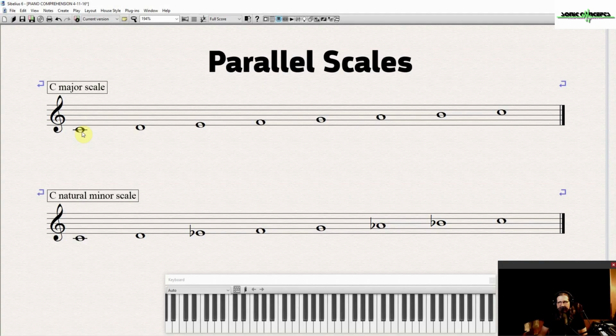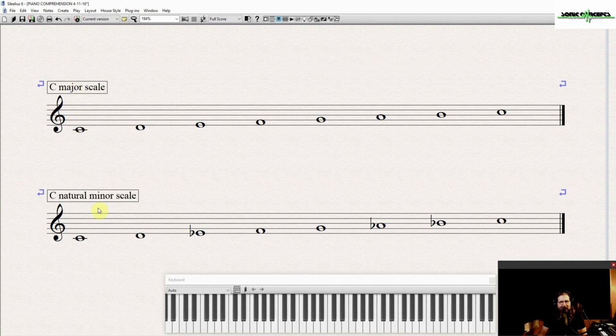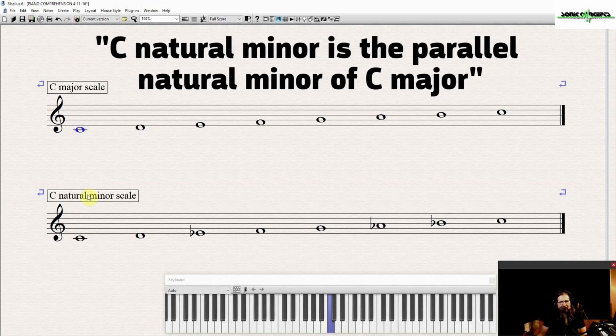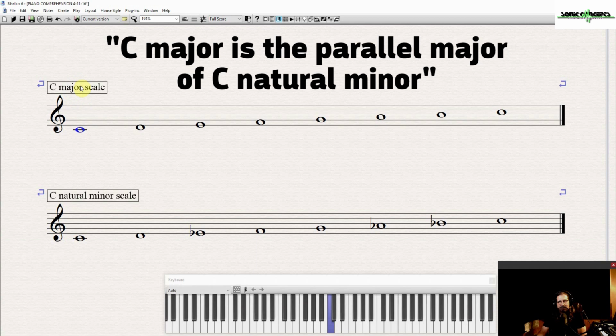Parallel scales are scales that start on the same root. For example, the C major and C natural minor scales are parallel scales. They both start on the same root, namely C. And so you could say that C natural minor is the parallel natural minor of C major, or C major is the parallel major of C natural minor.